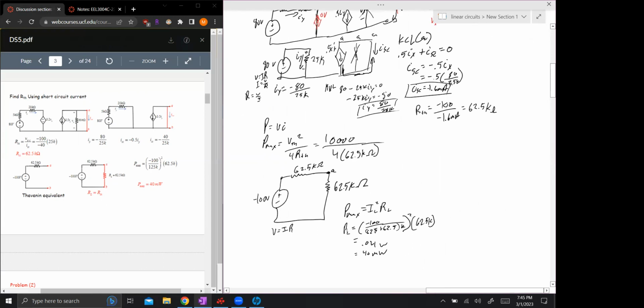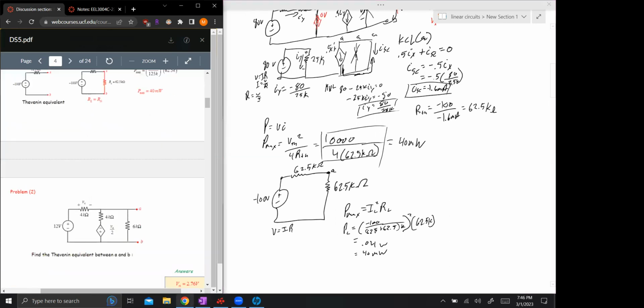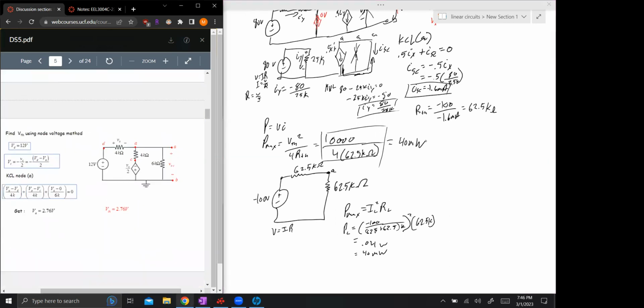Now hold on, let me do one more thing. 10,000 divided by 4 times 62,500. This equation also works. This equation also gives 40 milliwatts.